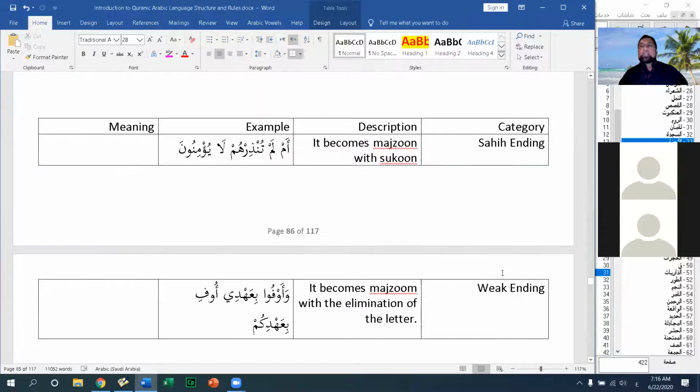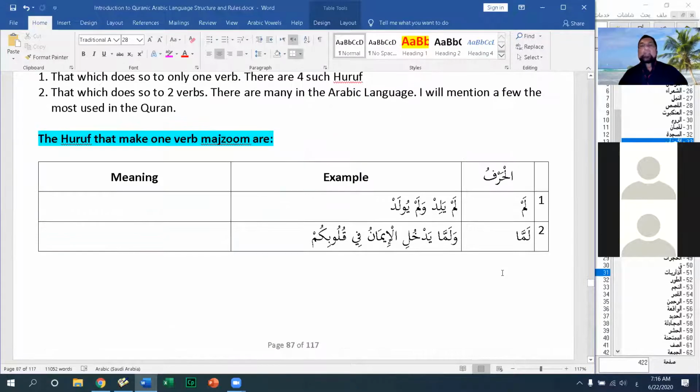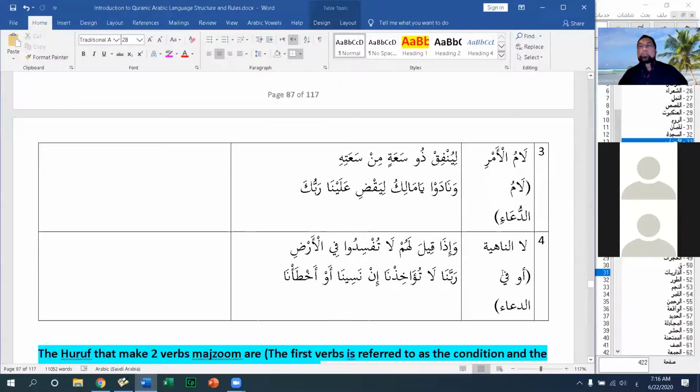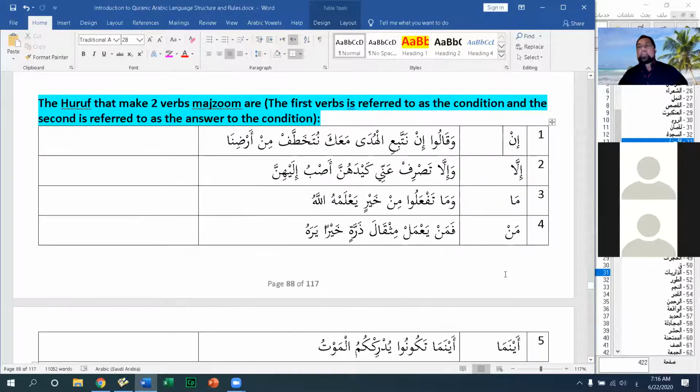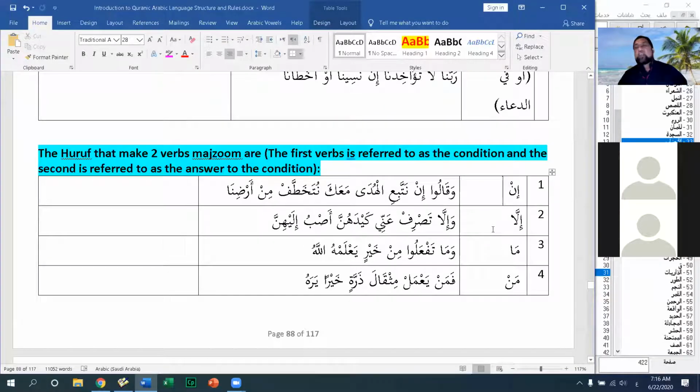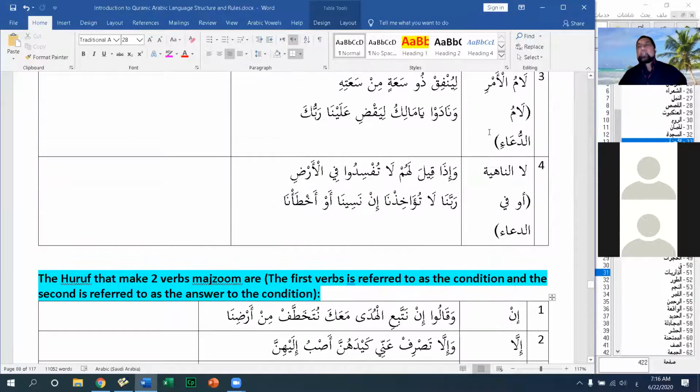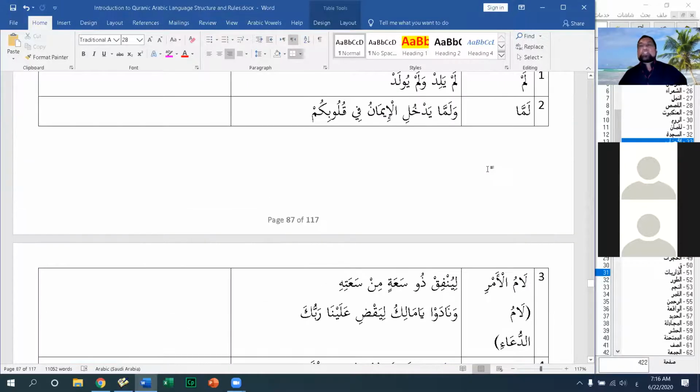The majzumat we have here. Examples 1, 2, 3, 4. Oh, and these make 2 of them majzum. Yeah, 1, 2, 3, 4, 5. So you have 5 forms of the harf that makes the sentence majzum, but it makes 2 verbs majzum, not only 1. And then there are 4 that make 1 verb majzum.